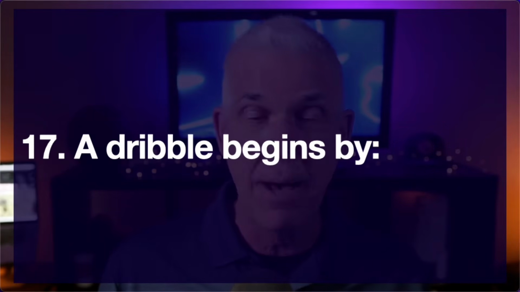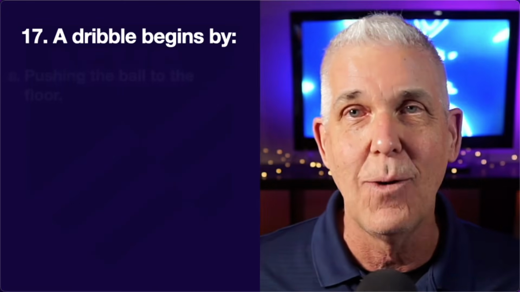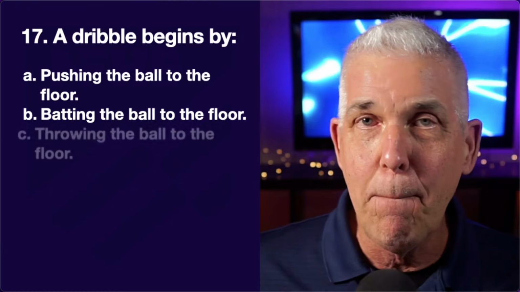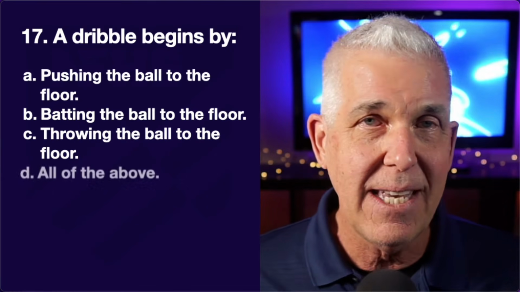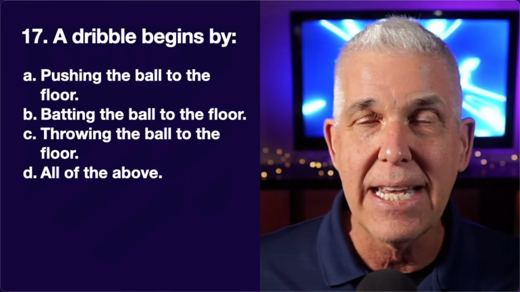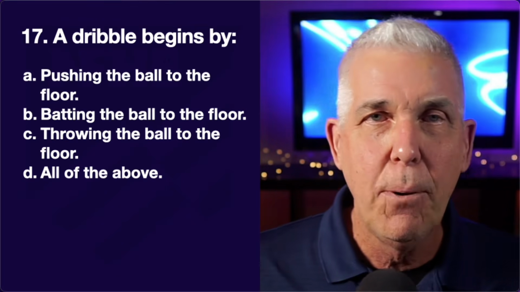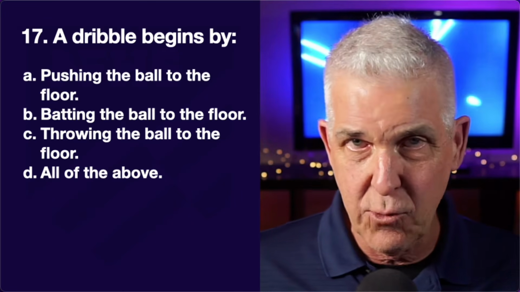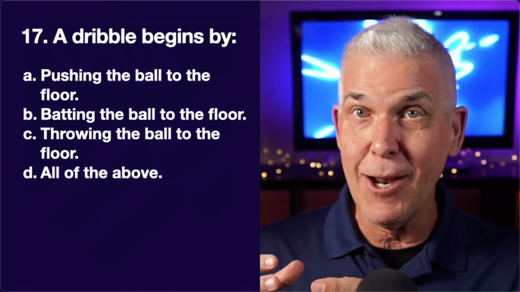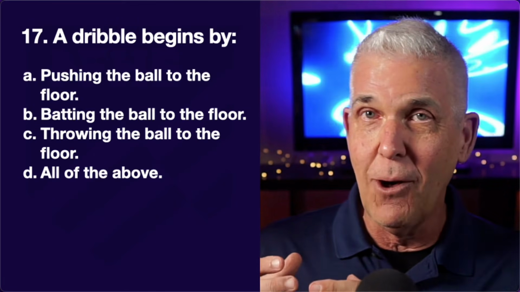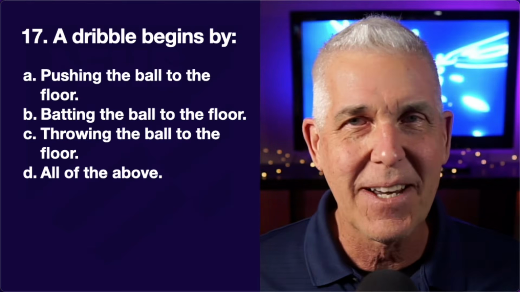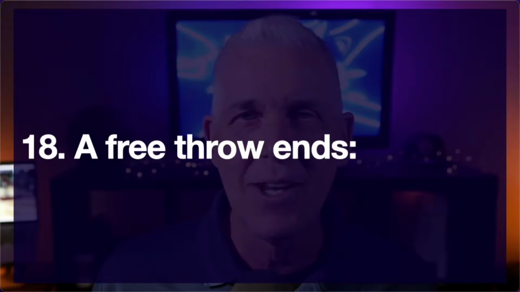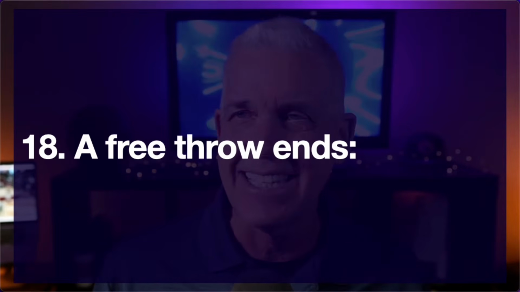A dribble begins by, this is a great question. A, pushing the ball to the floor. B, batting the ball to the floor. C, throwing the ball to the floor. Or D, all of the above. Pushing, batting, or throwing the ball to the floor begins a dribble by a player in control of the ball. So our correct answer here is D, all of the above. Let's move on to question 18 and hope it's just as easy.